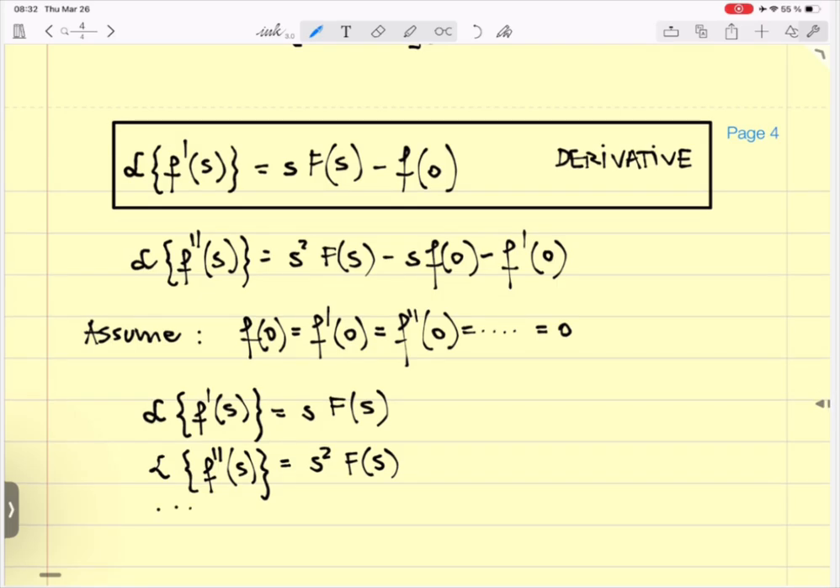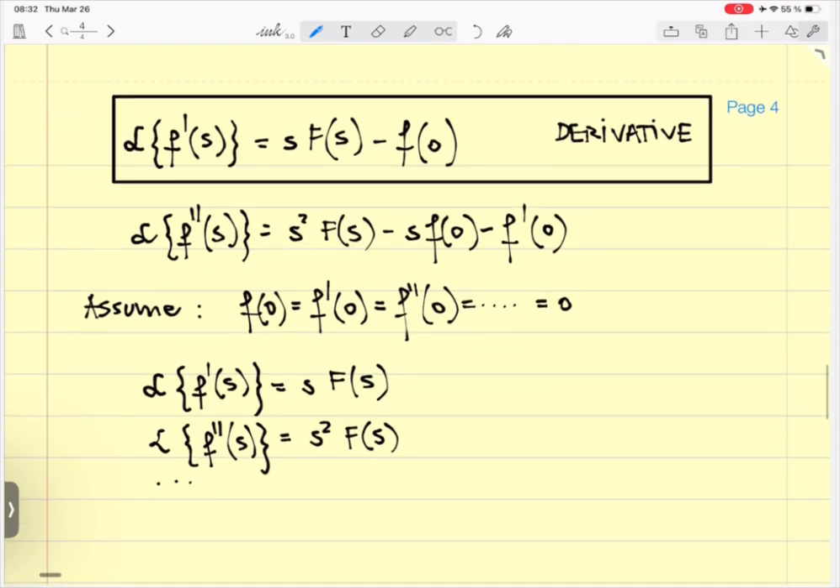Okay. So derivatives become algebraic powers. And the initial conditions appear automatically. So what we want as engineers is served. Okay. So this is a very good result. So any questions on this?